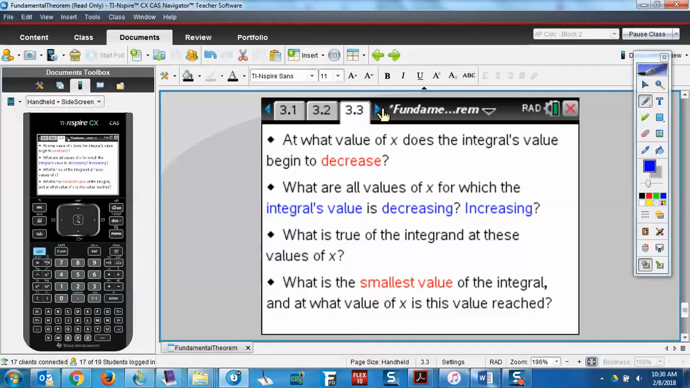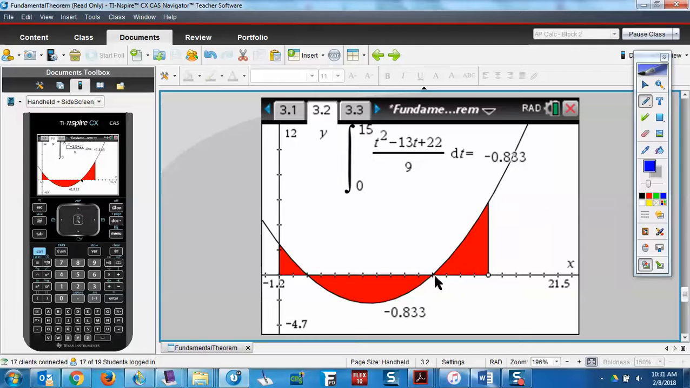What's the smallest value of the integral? When did the area get the smallest? That was at, I don't remember what the value was, but it was right here at 11, wasn't it? And what happened with the integrand there? Right here. The integrand, that's when the integrand went from negative to positive at that point. Is the connection between the location of the minimum value and the sign change of the integrand from negative to positive one that you've seen before? Yes. Yeah.